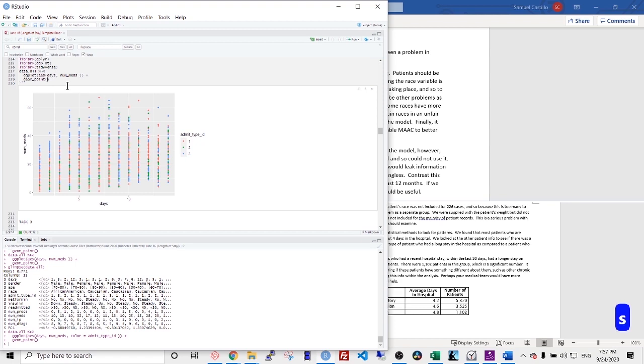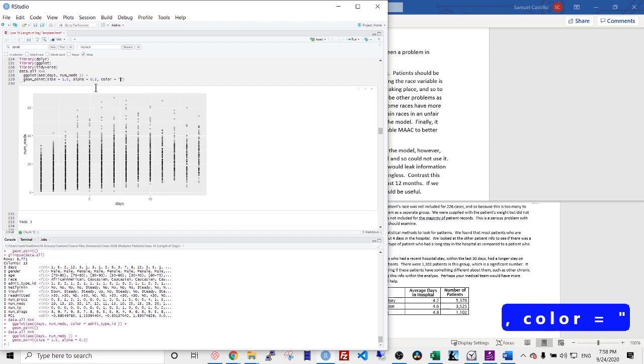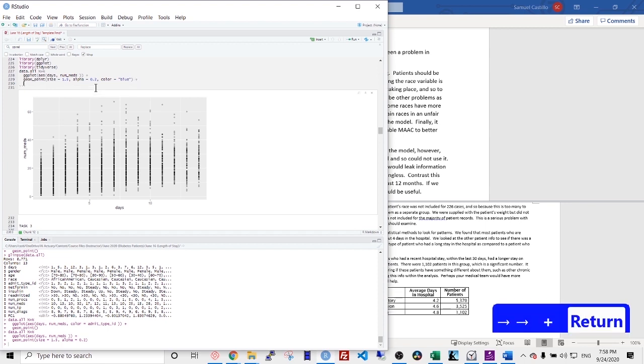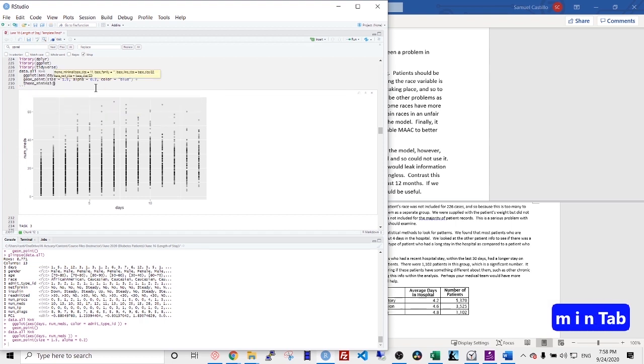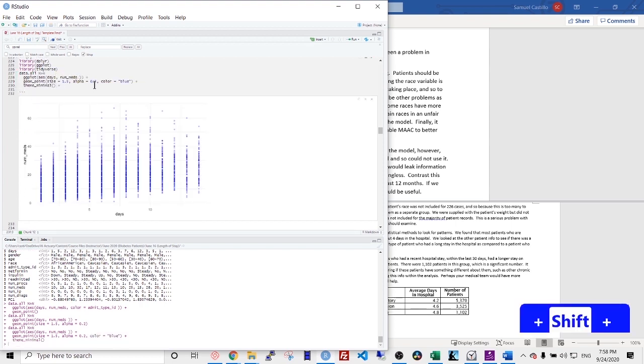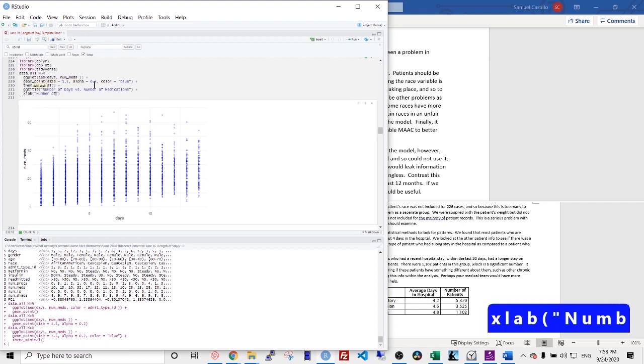So I would just maybe adjust the size of this point. Size is equal to 1.5, and then alpha is equal to 0.2. Color equals blue, and you could do as much as you want. You could even say ggplot plus theme_minimal. That's the one that I like to use. And then you could add the title, number of days versus number of medications. And then you want to add the xlab of days, and then the ylab, like so.